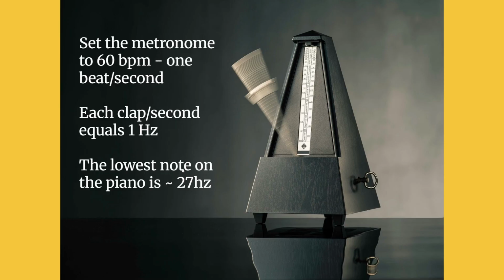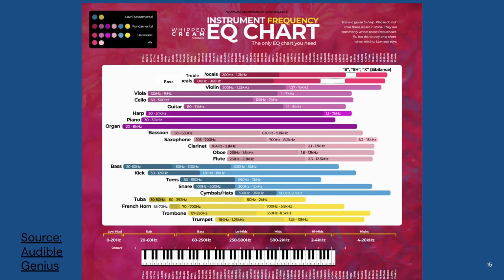The lowest note on the piano is 27 hertz. Imagine that you could clap your hands 27 times per second. You theoretically could make that note. Theoretically. I mean, it doesn't necessarily always work that way, but all right.